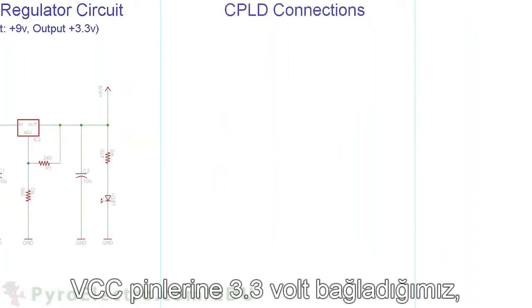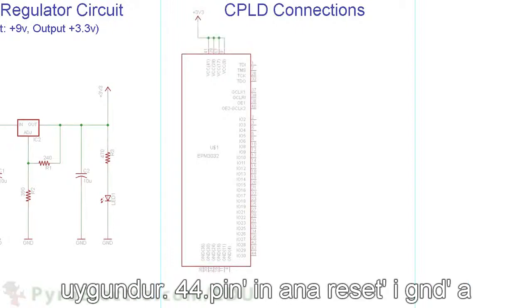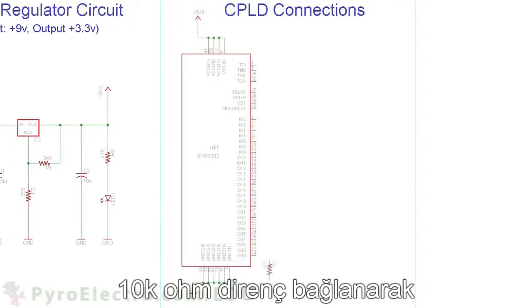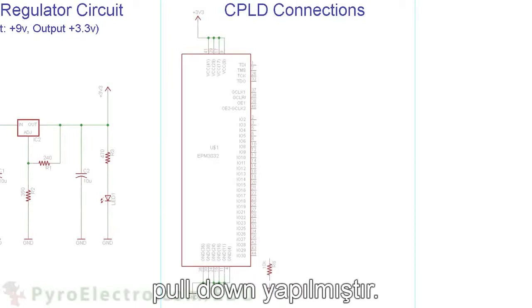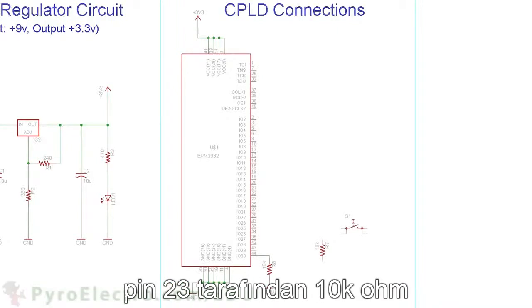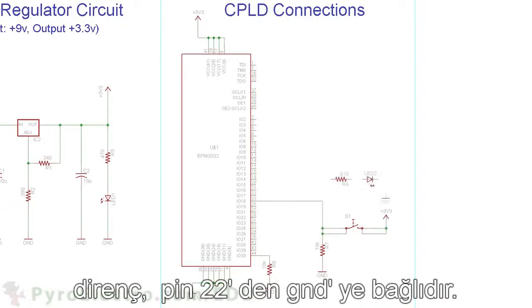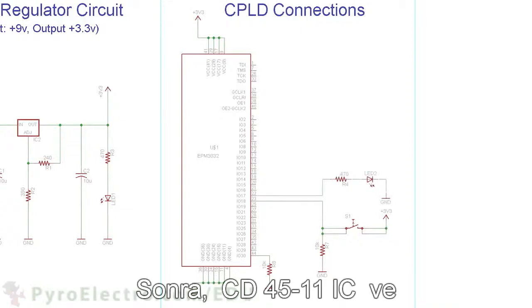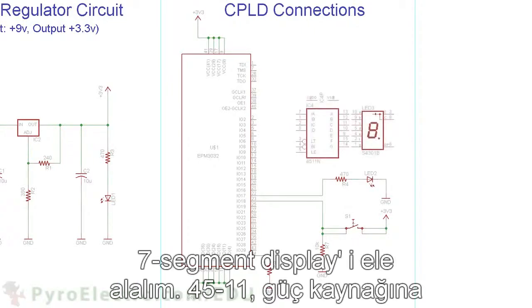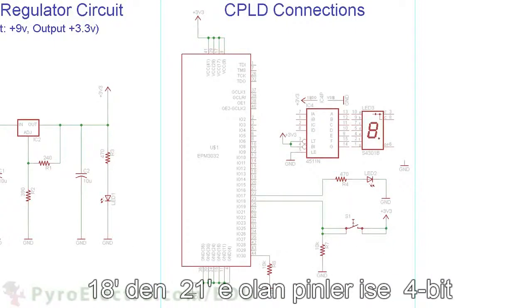For the CPLD connections, we connect all VCC pins to the 3.3 volt power and all GND ground pins to the circuit ground. The master reset of pin 44 is pulled down using a 10 kilo ohm resistor connecting to ground. A push button connects from pin 23 to power with a 10 kilo ohm pull down resistor on the pin 23 side. An LED and resistor connects from pin 22 to ground. Then we have a CD4511 IC and a 7-segment display. The 4511 connects to power on pins 3, 4, and 16, and to ground on pins 5 and 8.